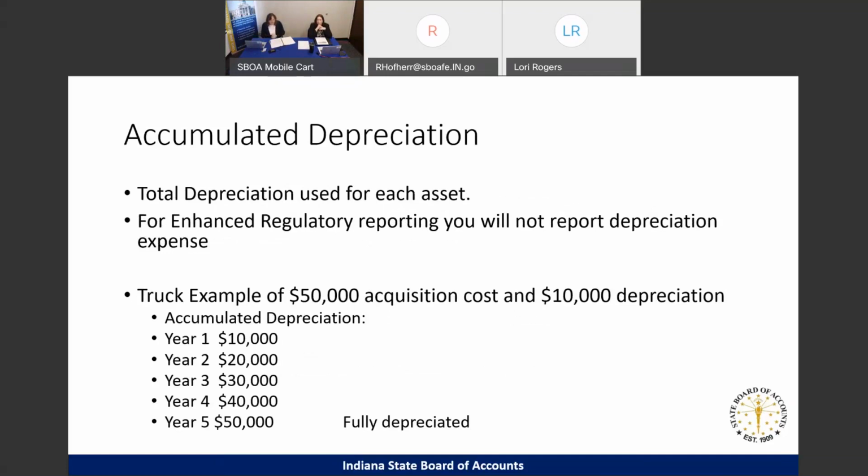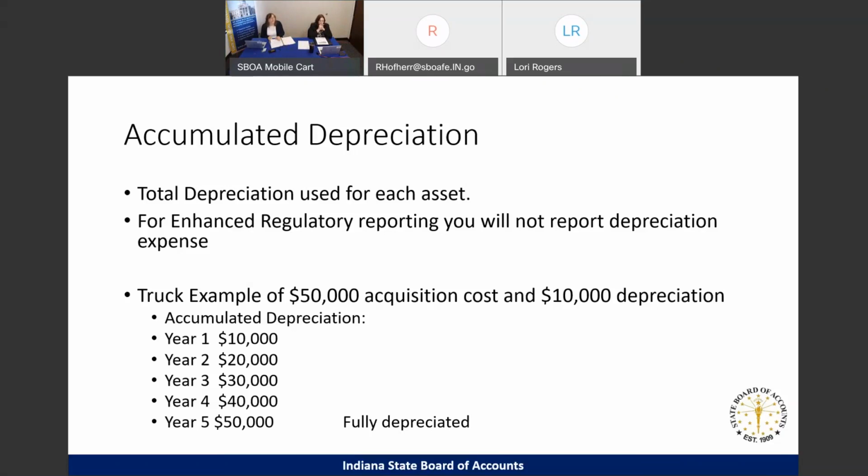So for the enhanced regulatory, we don't report the depreciation expense in the financial statements. We do, however, show the accumulated depreciation in a schedule along with the capital assets. For our truck that we purchased in the first half of the year, in year one, we have $10,000 of accumulated depreciation. We purchased it for $50,000, so year one we would show $10,000. At the end of year 2, we've added another $10,000 of depreciation. So at the end of year 2, our accumulated depreciation is $20,000.